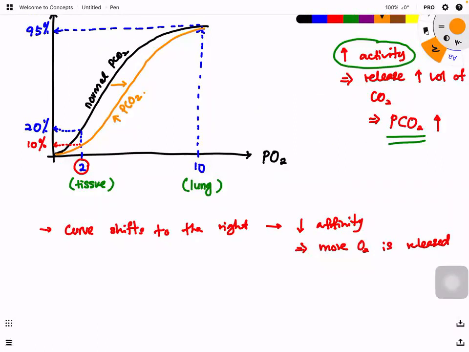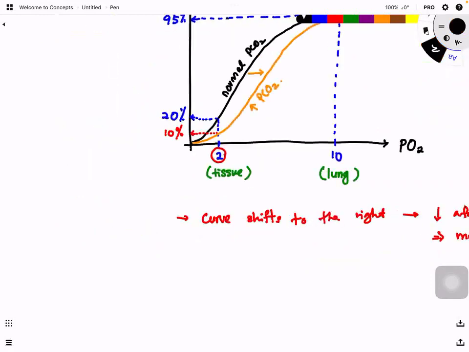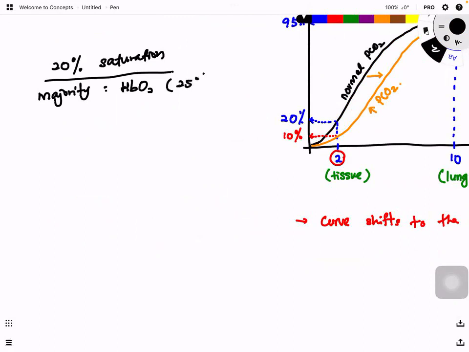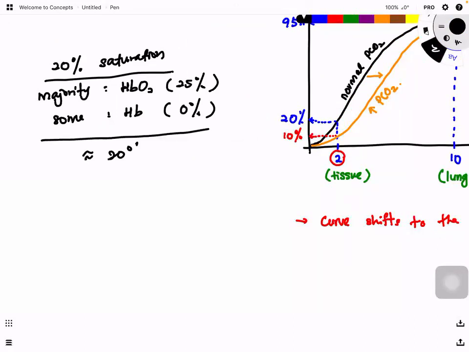So making the saturation now drop to 10%. Are you clear? Drop to 10%. So if you look at this, what's the idea of 20%? As I said yesterday, talk about this. The idea of 20% saturation means that the majority is HbO2, which is 25% saturation, and some Hb, which is 0%. So therefore, you get a mean around 20% saturation.